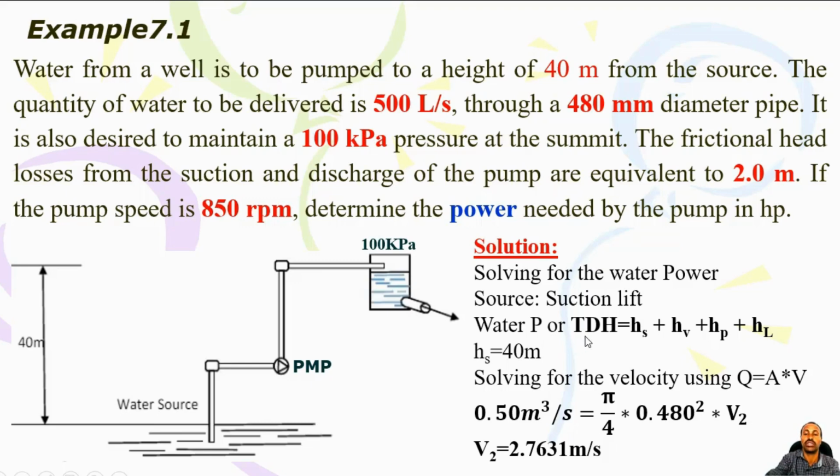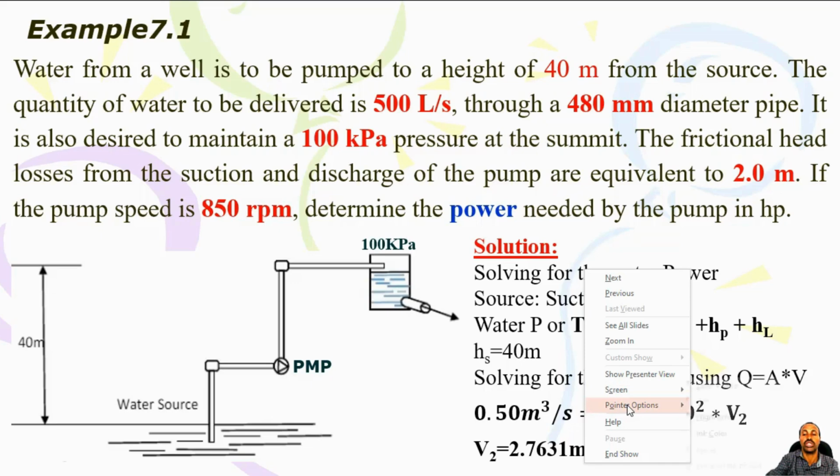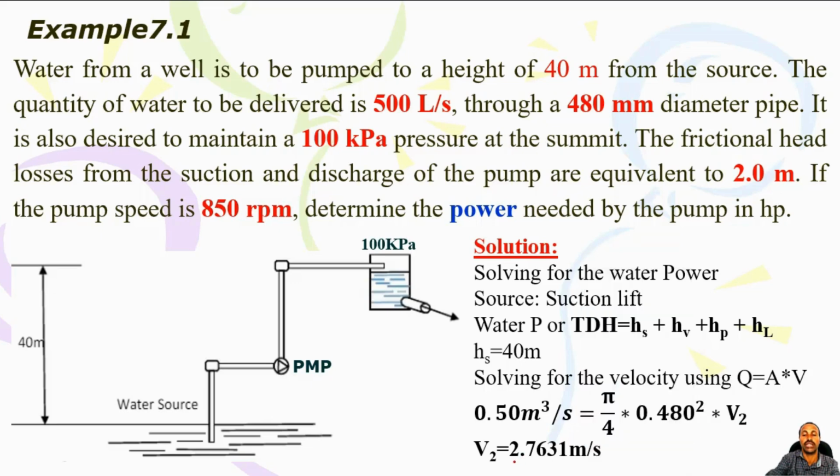For the total dynamic head, we have static head plus Hv, which is very important, the velocity head, plus pressure head plus head loss. So we have static head, which is 40 meters. Then solving for the velocity using the continuity equation, Q = A times V, with Q = 0.5 cubic meter per second. You substitute, then π/4 d² times v2. So we get this result, which is the velocity in the delivery pipe.